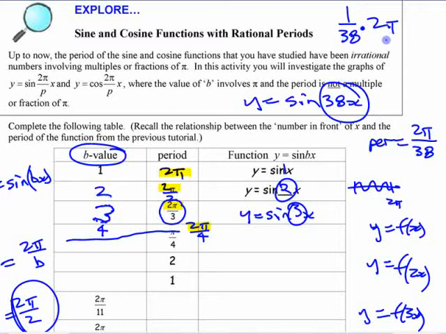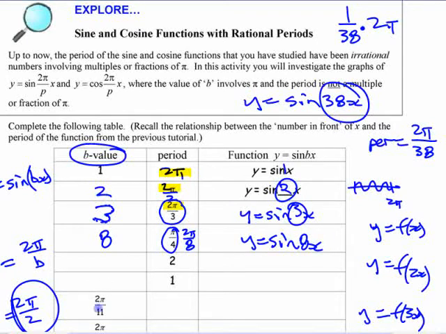2 pi over 38. If you have any one of these other ones here, if you have pi over 4, this is like 2 pi over 8. This is going to be 8. Okay? Y equals sine of 8x. If you put an 8 there, it's 2 pi over 8, or pi over 4. Make the fraction 2 pi over something and you can see what it is.